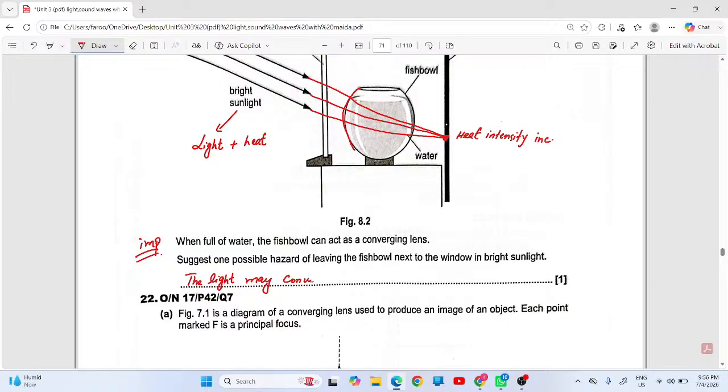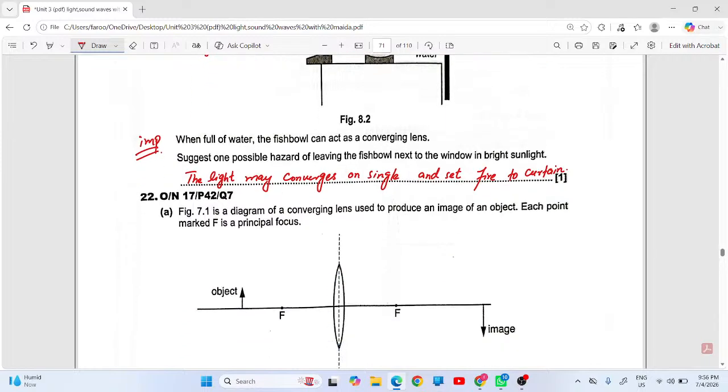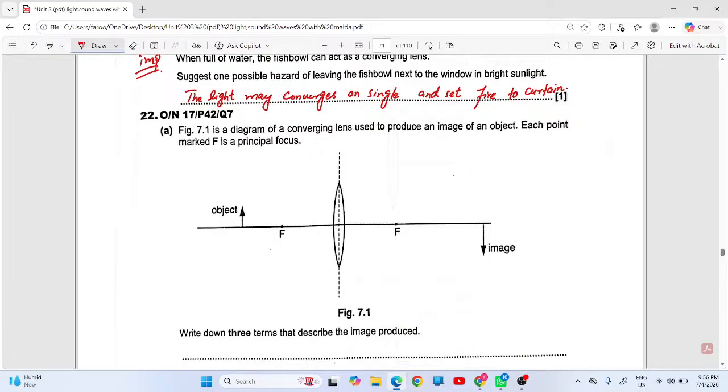The light may converge on a single point. The light converges on a single point and sets fire to the curtain. लेकिन लाइट जो है, सोलर रेडिएशन जो है, they are concentrated at the single point of this fish bowl. So at that point, the intensity of heat increases that can set fire to the curtain. जी सर. ठीक है, इसकी समझ आएगी?